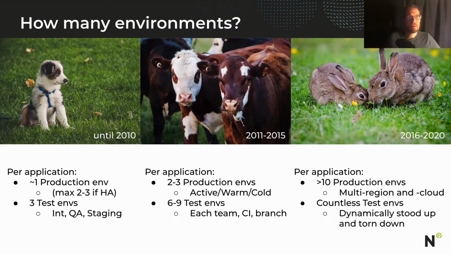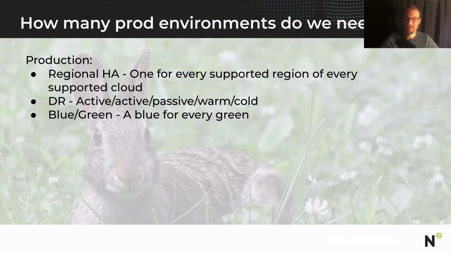Nowadays, I'm counting sometimes upwards of 10 production environments, especially when you get into multi-region and multi-cloud deployments. Countless test environments that are dynamically stood up and dynamically torn down. They're multiplying. What can we do about it?